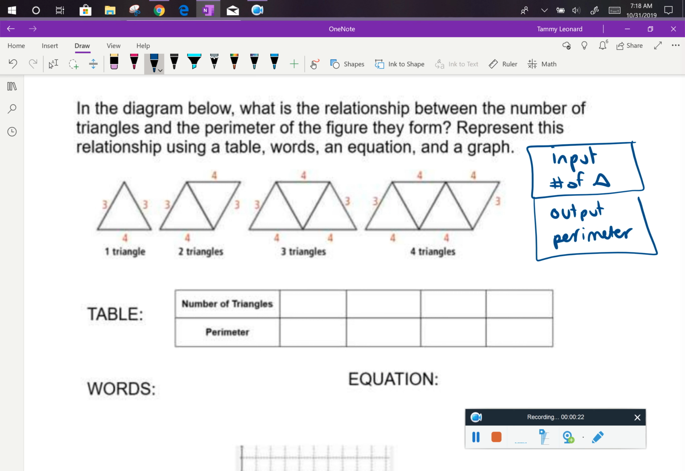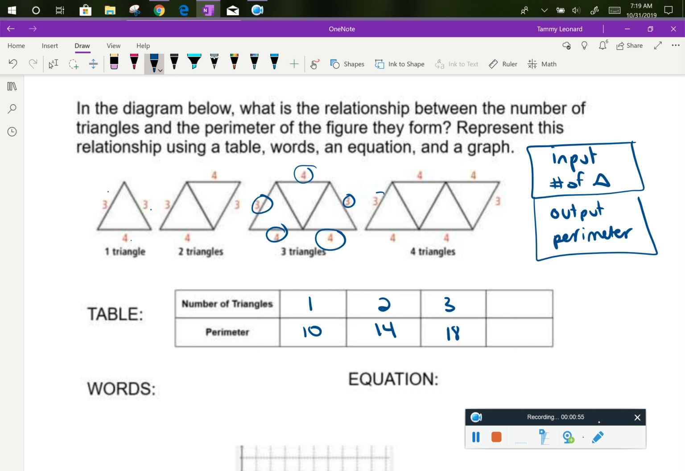So if we look at the first image, there's one triangle, and notice that the perimeter is 4 plus 3 plus 3, or 10. If we look at the second figure, there are two triangles. There's the 4 plus 3 plus 3, which is 10, but now there's an extra 4, so the perimeter is 14. Looking at the next figure, we have the two 3's, the original 4, the 4 from last time, but we have an extra 4, so we're at 18 for a perimeter of a figure with 3 triangles.